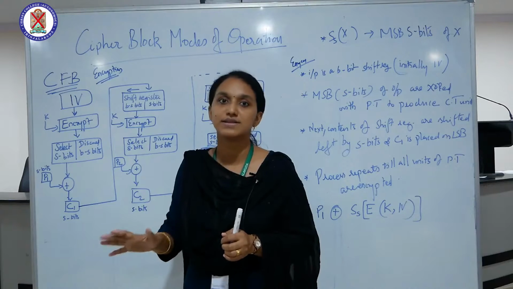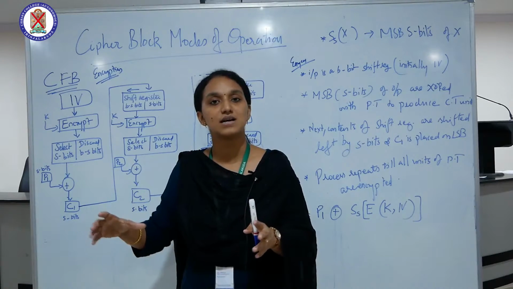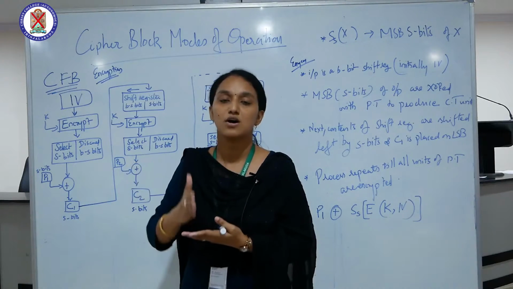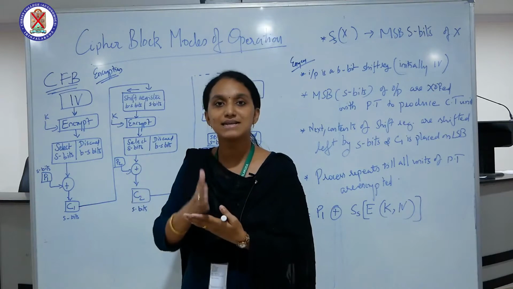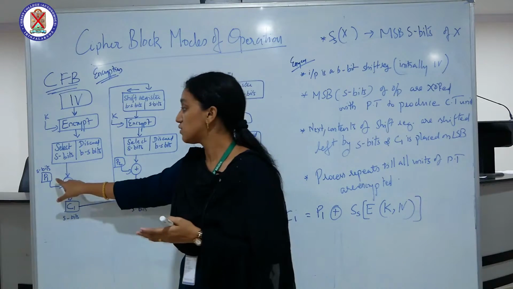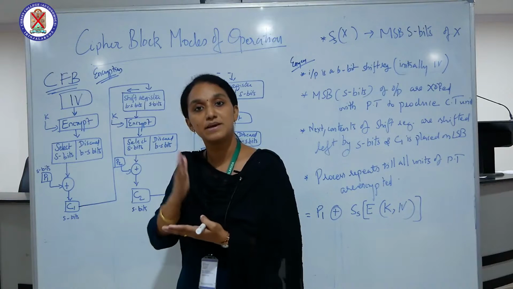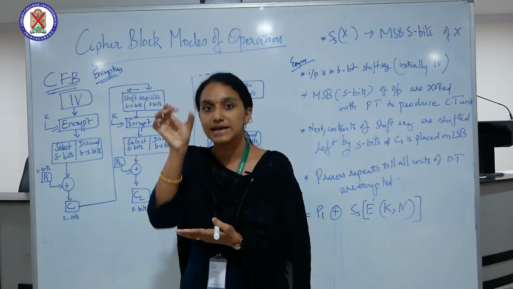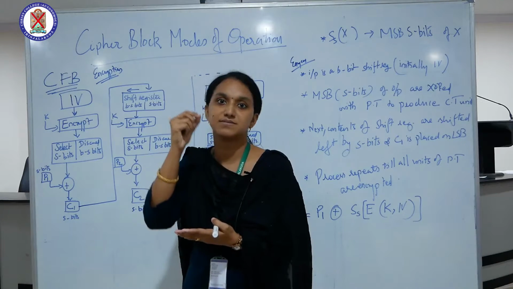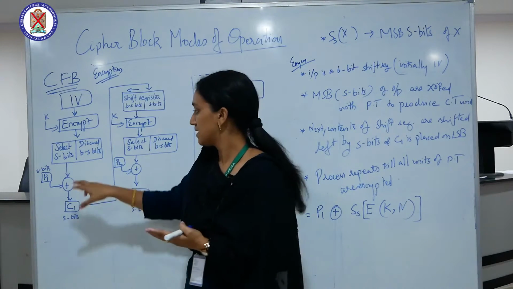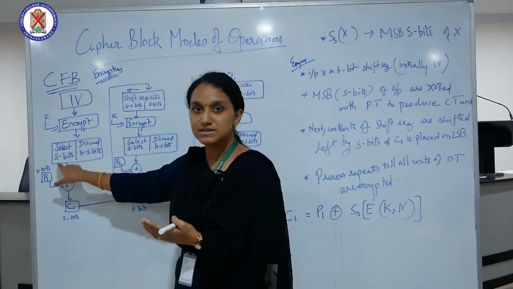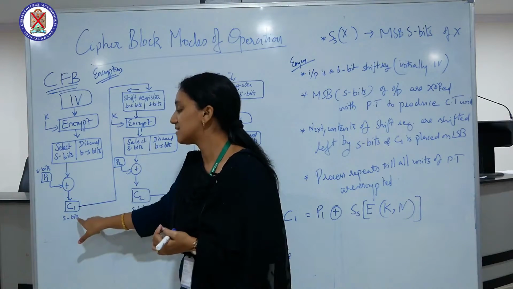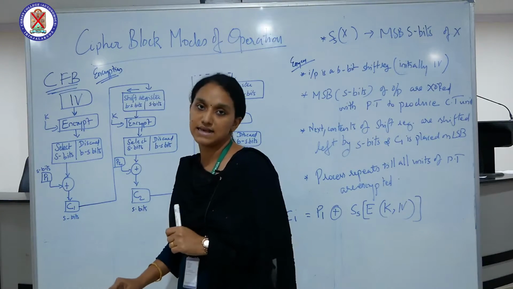We have been studying that if the plain text is large, we are supposed to break it into multiple units. So let P1 be the first unit. While breaking, make sure that P1 is of S bits. Then only we can do the bitwise XOR. Now this selected S bits is XORed with P1 to get C1, which is again S bits.